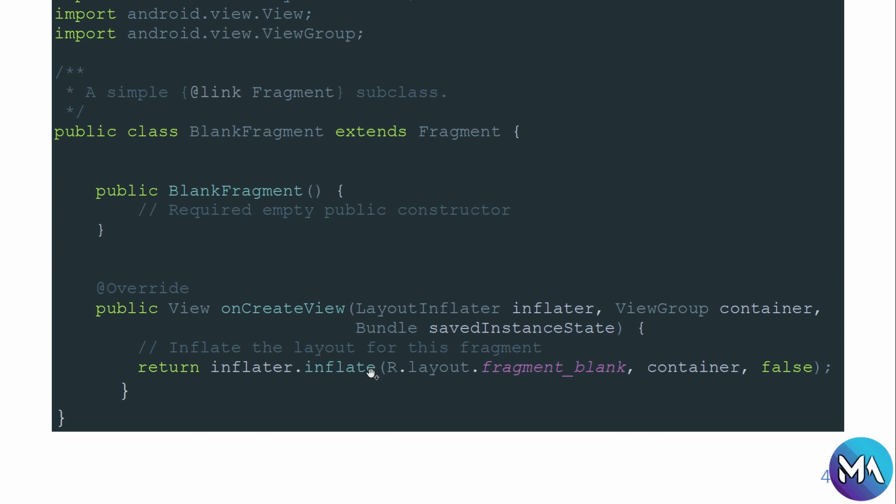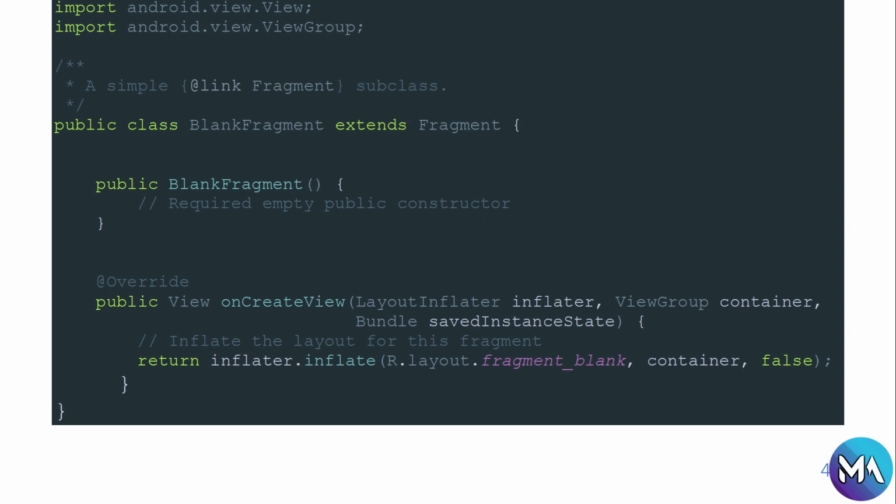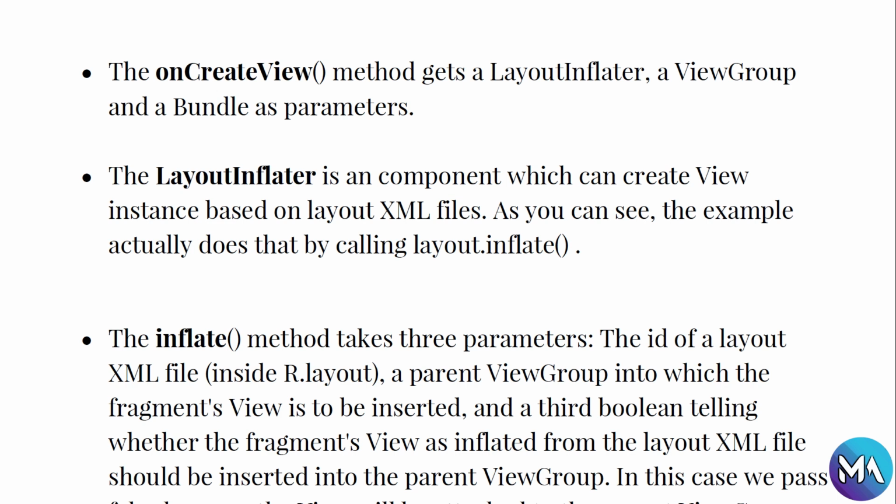So what are the fragments? We will see in the next lessons the life cycles of fragments. We have an onCreateView method. In this method, think of it as an activity's onCreate method. In fragments, we have the onCreateView method that will act as its main method. The onCreateView method gets a layout inflater, a view group, and a bundle as parameters.